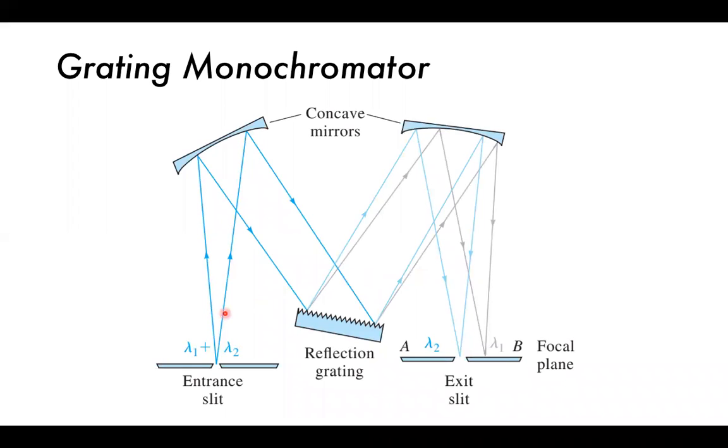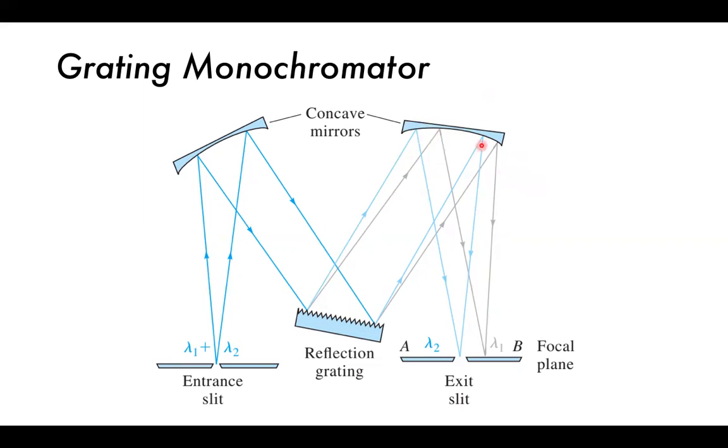These are the components, as we saw before, of a Czerny-Turner grating type monochromator. We have light which includes both wavelength 1 and wavelength 2, a combination of the two, shown as these dark blue lines. They pass through the entrance slit where they are diffracted onto the concave mirrors. Then they are directed onto the reflection grating. Because the grooves on this sawtooth reflection grating are very, very narrow and small, the light is diffracted differently depending on the wavelength.